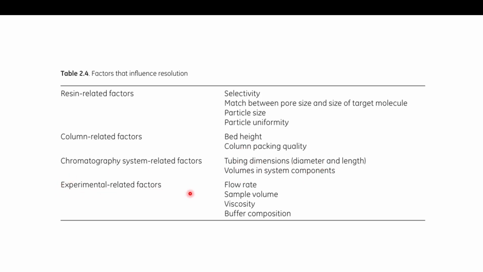And experimental related factors like the flow rate, how much you have set, and what are the limits of the flow rate. If you go beyond a certain flow rate, it will hamper the column packing. It will put a pressure on the column and damage the column. Okay. Sample volume. What is the viscosity? If the viscosity is more, we will look at it in the next slides. And the buffer composition. Again, if viscosity is more, the pressure on the column is more, definitely. So the flow rate should be reduced.